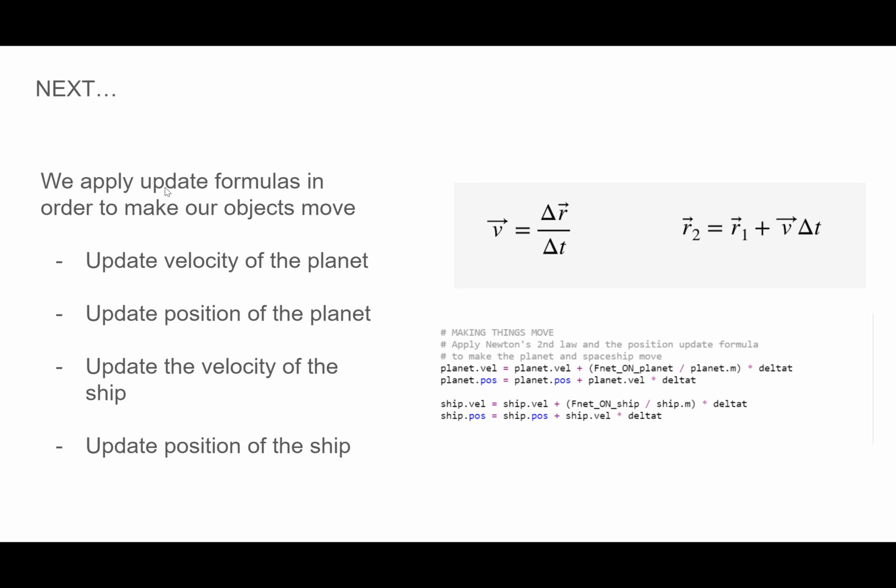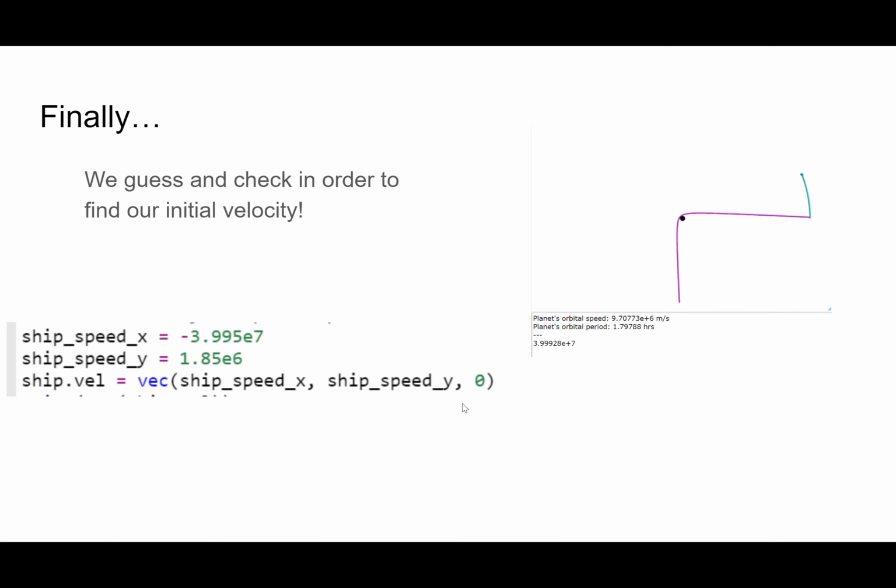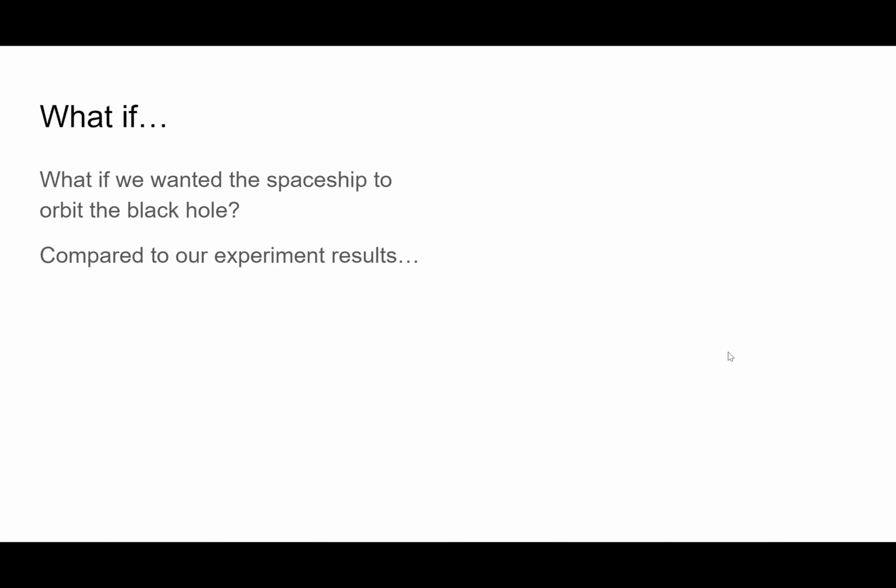Then we apply update formulas in order to make our objects move. We use this velocity update formula right here, and we also use our position update formula. So we update both values for the planet and the ship. And then finally, we guess and check in order to find our initial velocity. Basically, continue to check different ship speeds until the motion of the spaceship was what we desired it to be, which was these two values.